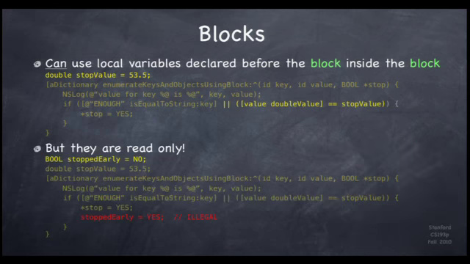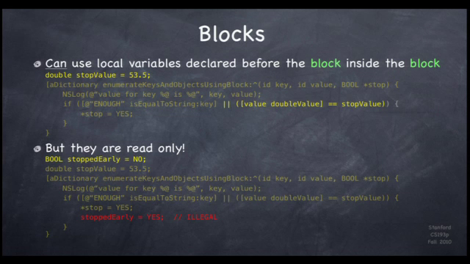But notice that these local variables are read-only. Okay, so here I've created yet another local variable. This one's called stopped early, which is a bool. And what I want is, if I stop early, either because of enough or because the value's double value is stop value, then I want to set a local variable to let myself know, oh, I stopped early. Okay, but I can't do this. Okay, this is illegal, and that's because all local variables like stopped early and stop value are read-only.